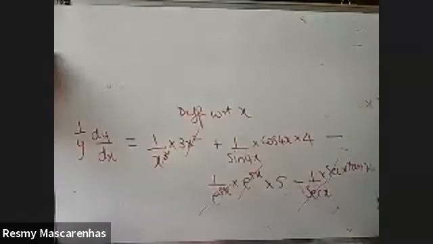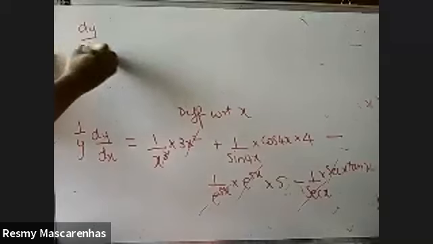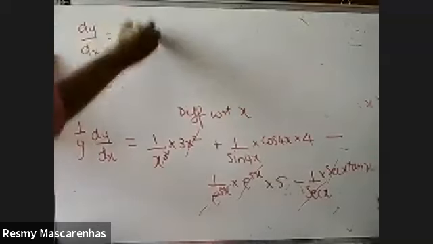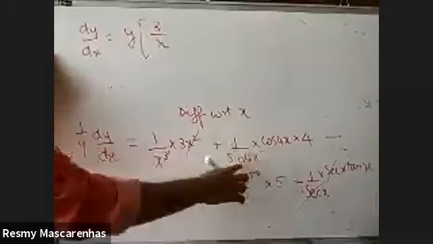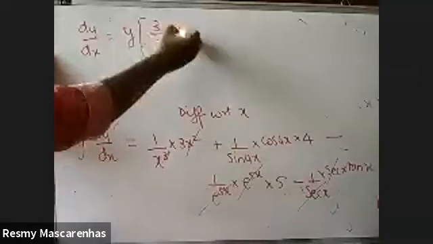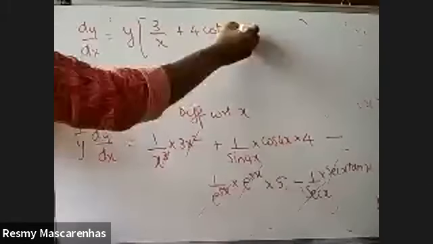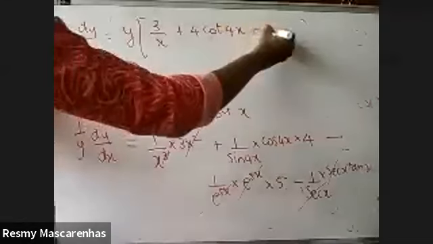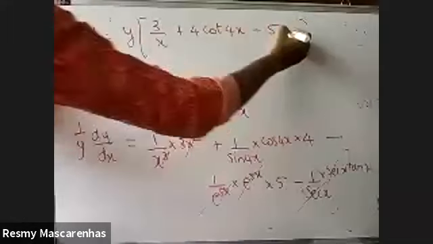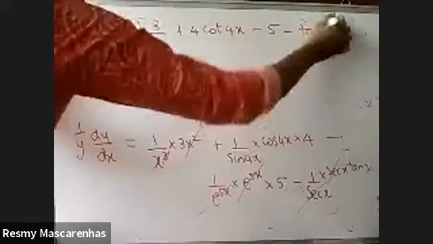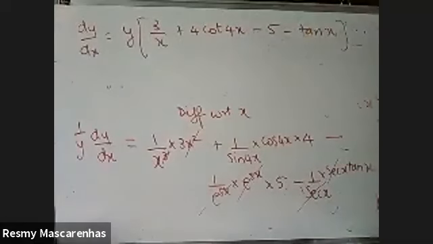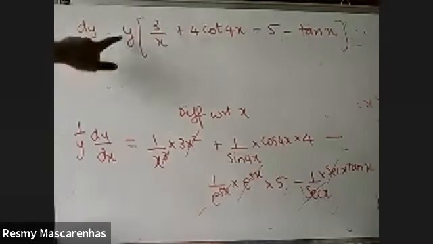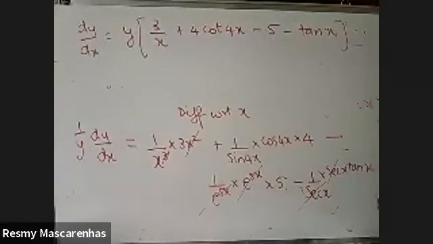So the answer will be dy by dx. Y you take on the other side. Here 3 upon x will remain. Cos 4x upon sin 4x will become cot. Minus 5 minus tan x will be your answer. And last you substitute y from the question. So the whole question will come again over here. So that will be your answer.